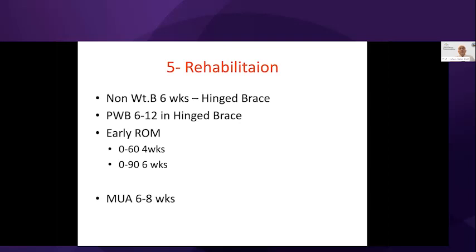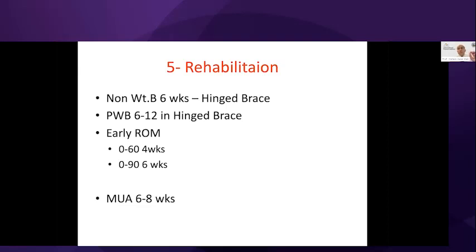we do non-weight bearing for 6 weeks, but with a hinge brace, because we need to start range of motion of the knee as early as possible. So we start partial weight bearing at 6 to 12 weeks, again in the hinge brace. And we start early range of motion up to 60 degrees in the first 4 weeks. And then we want to reach 90 degrees in 6 weeks, and MUA at roughly 6 to 8 weeks.